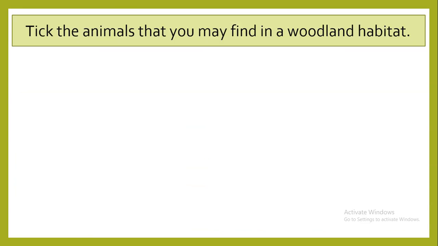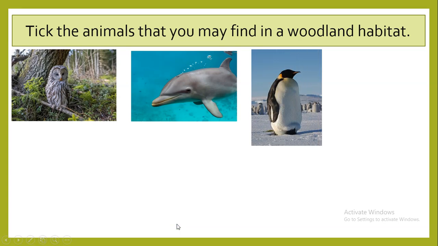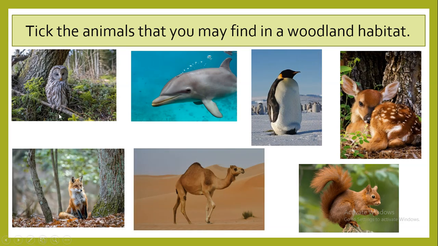Now, to the exercise, take the animals that you may find in a woodland habitat. Let's take a look at the animals. Let's start with this owl. Does it live in a woodland habitat? What do you think? Yes, of course. This owl lives in a woodland habitat, so it's a woodland animal.